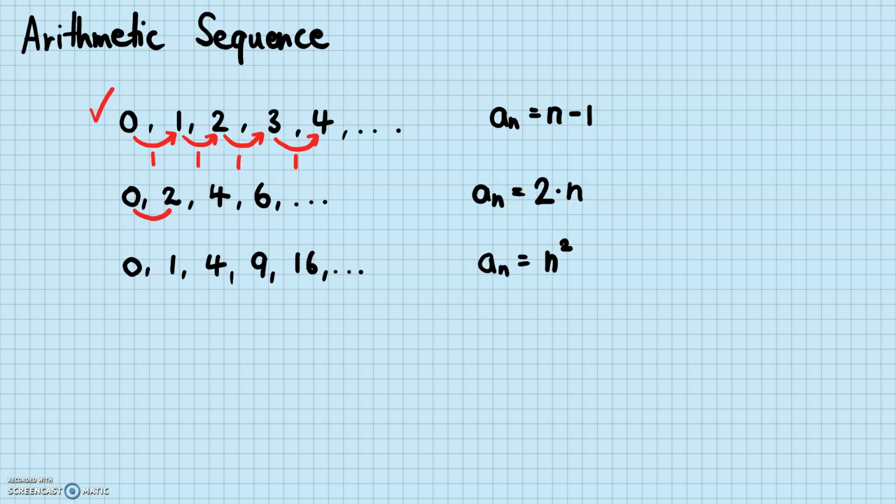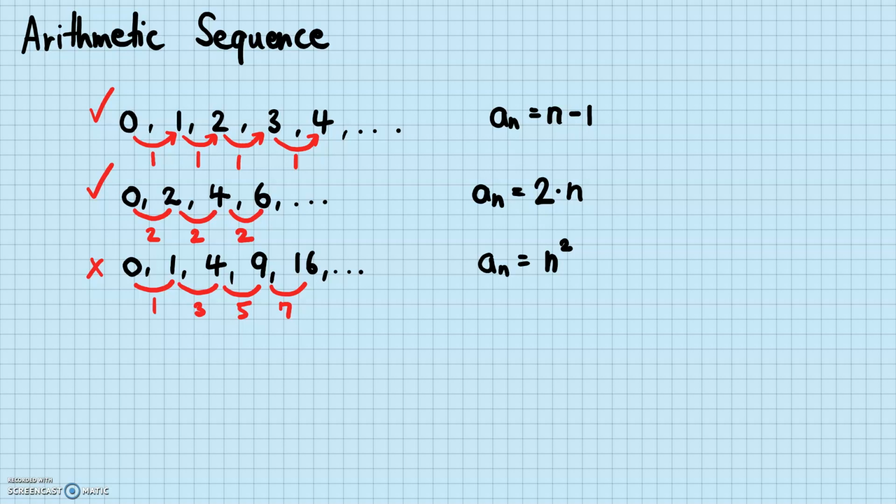How about here? The difference is 2. Difference is 2. The difference is 2. So again, they all have the same difference. So this is an arithmetic sequence. How about here? The difference here is 1. Difference here is 3. Difference here is 5. Difference here is 7. So the differences are not the same. So this is not an arithmetic sequence. So by arithmetic sequence, we mean a sequence where they have the same difference.